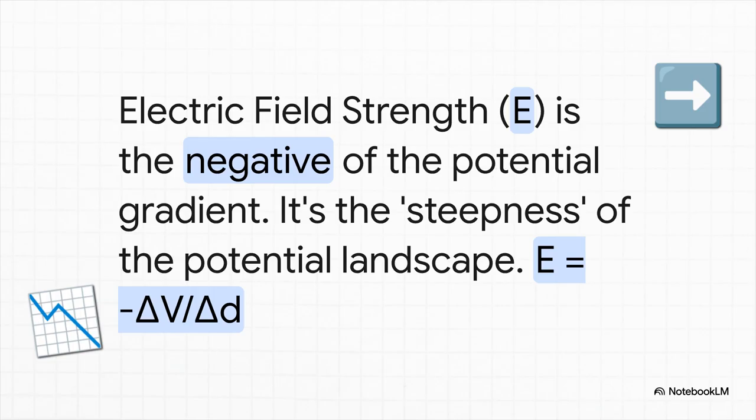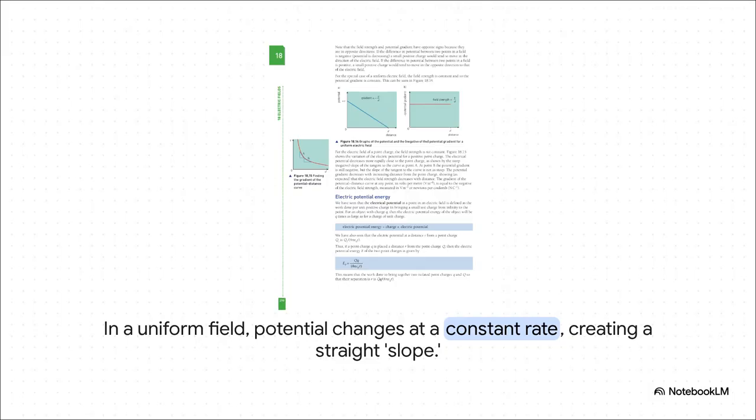The electric field strength, E, is the negative of the potential gradient. That means the faster the potential changes over a distance, the steeper the hill, the stronger the electric field is at that spot. A really steep potential hill means a really strong push. Think about the space between two parallel charged plates. In there, the electric field is uniform, it's the same everywhere. So the potential landscape is a perfectly straight, even slope. Since the steepness never changes, the potential gradient is constant.